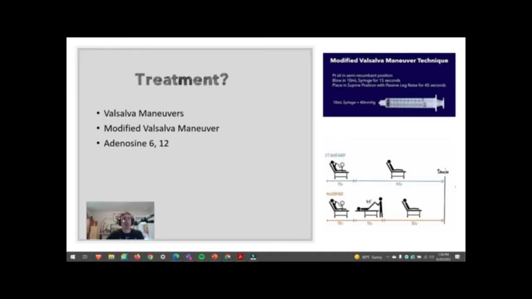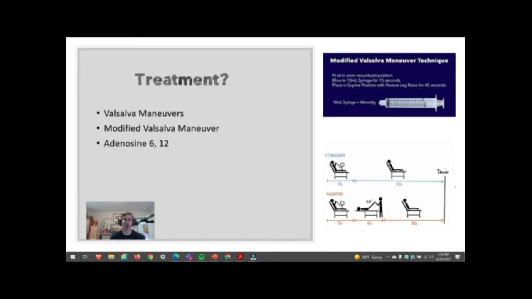So what is the treatment? What is the treatment for AV nodal reentrant tachycardia? Well, it's a Valsalva maneuver initially, followed by adenosine. If that doesn't work, followed by Cardizem. Or if the patient becomes unstable, it's synchronized cardioversion.